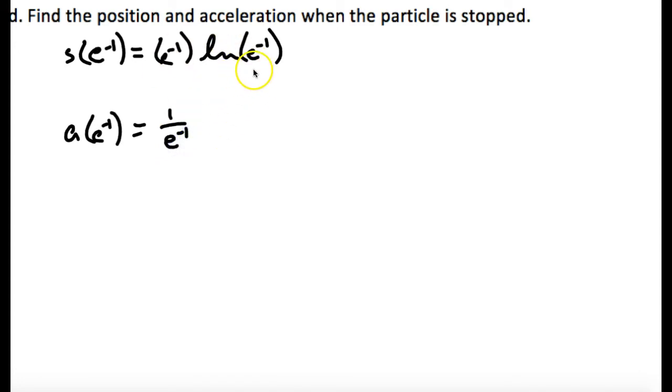So I can simplify these quite a bit, right? The natural log of e cancels out, right? So the natural log of e to the negative first would actually just be negative 1. So this, and I can write this as 1 over e, would be negative 1 over e. And 1 over e to the negative first, well, I can actually just bring this up to the numerator and change the exponent to a positive 1, right? So 1 over e to the negative first is just e.